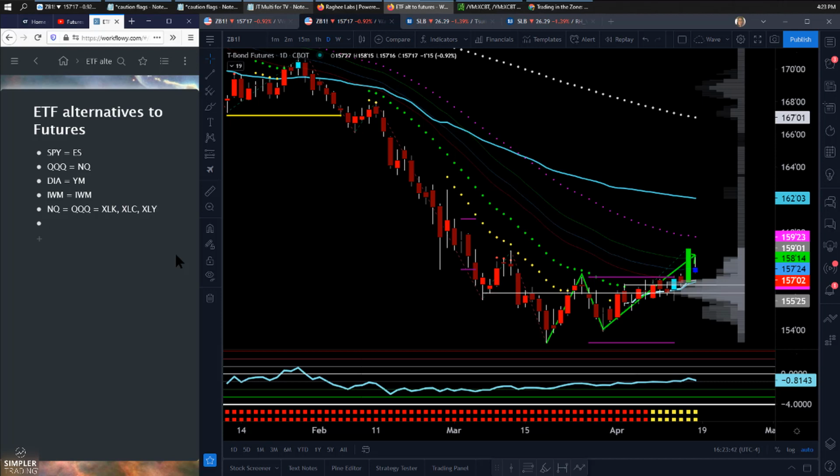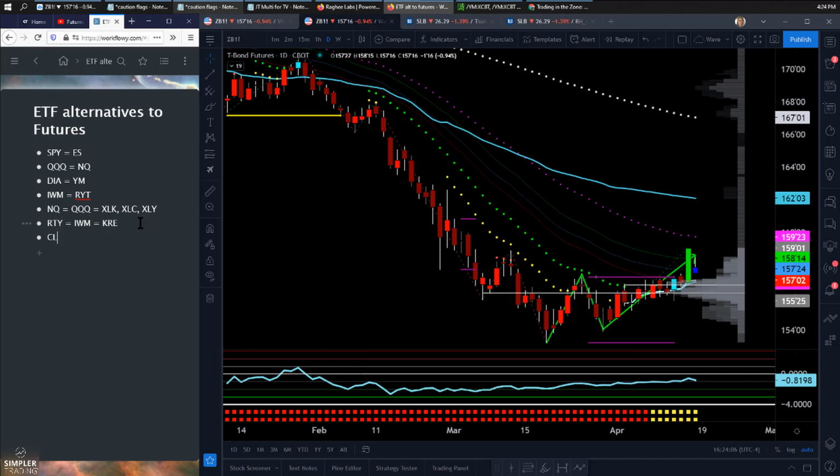If we take a look at IWM, that's going to be something we look at on the RTY Russell, right? But I would also keep an eye on the KRE, the regional banks. Those are very much a part of the conversation. So RTY takes you to IWM and KRE. All right, so those are some indices.